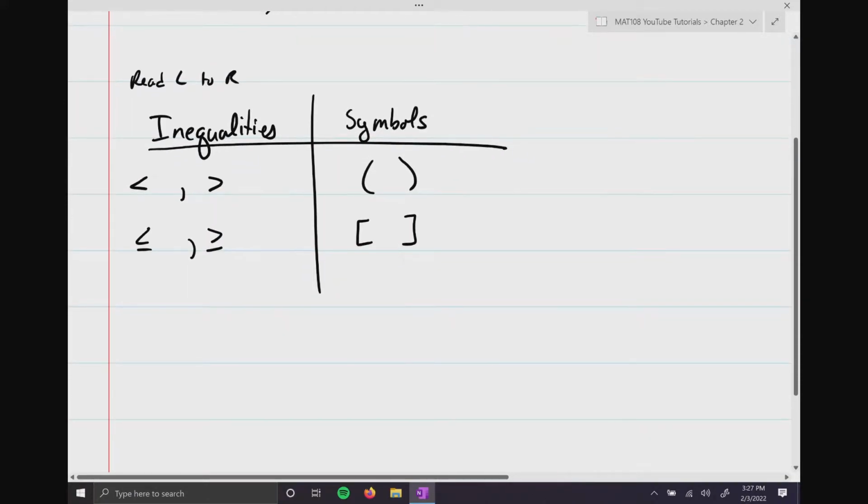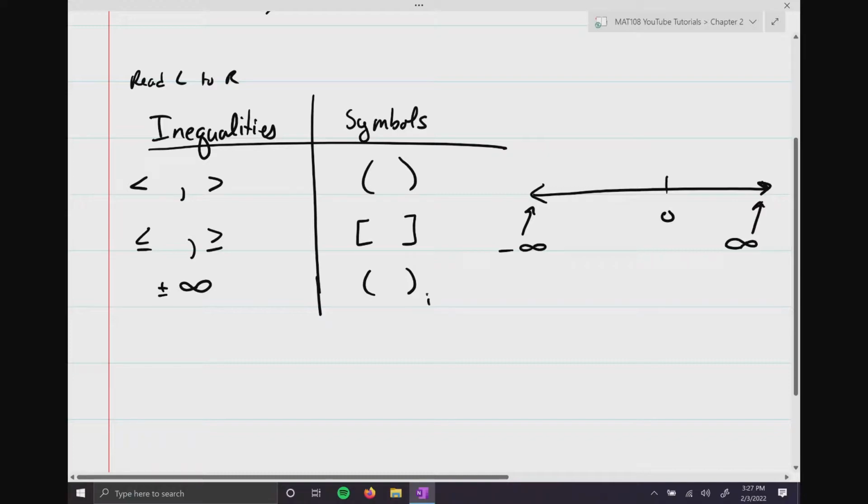And one more thing, when we graph on our number line, if you happen to graph this far left arrow, we call that negative infinity. And if you happen to graph this far right arrow, we're going to call that positive infinity. And when we use negative or positive infinity in terms of interval notation, you will always use parentheses when you're writing out the interval notation. Okay?